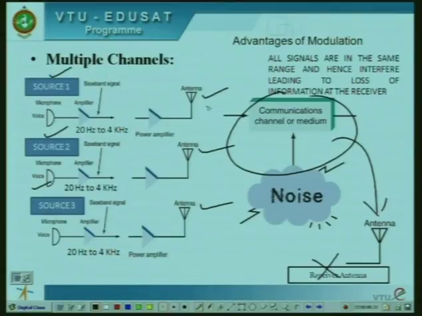So all these signals that are being transmitted without modulation are in the same frequency range of 20 to 4 kilohertz, and because of that the receiver will be completely confused and will not be able to recognize which signal is coming from which station, which source. So if you would like to segregate, to bifurcate, to understand that this signal is from source 1, this signal is from source 2, and this signal is from source 3, let us see how we can take care of this.